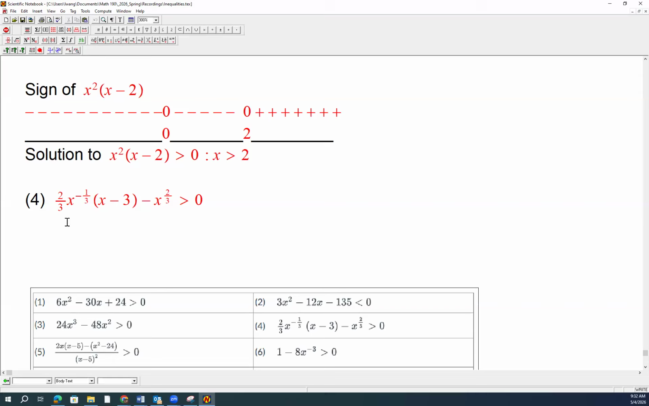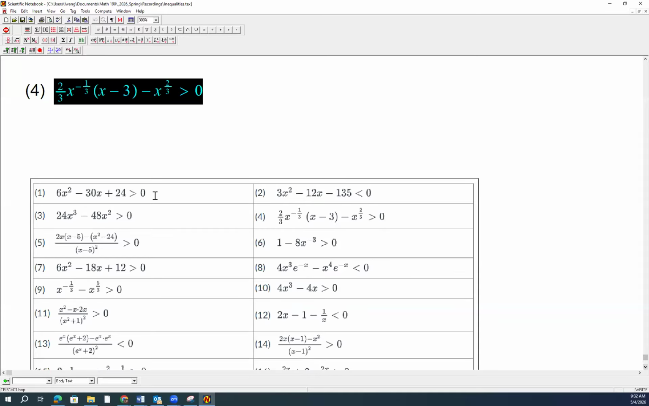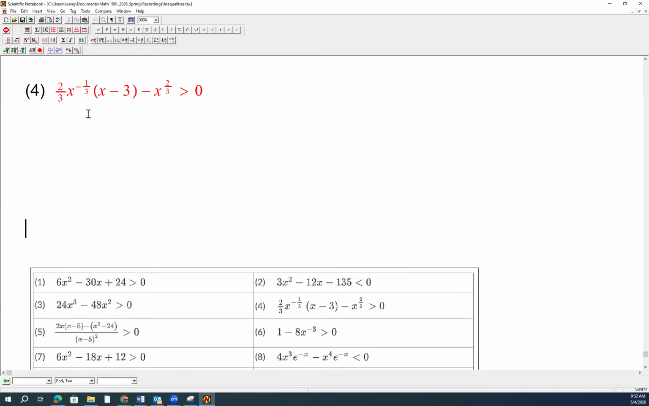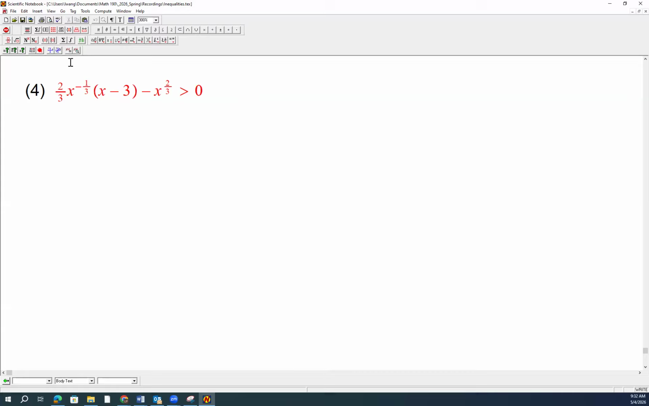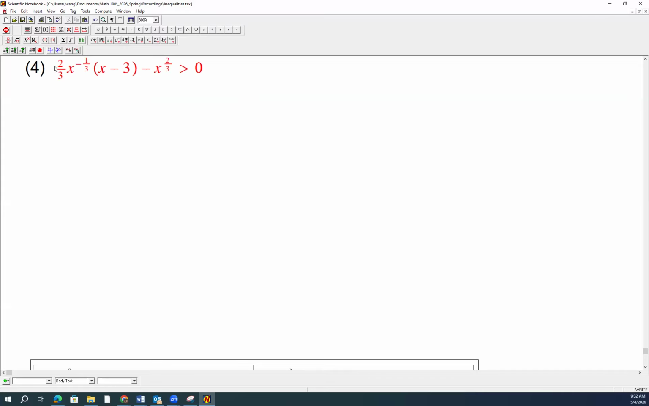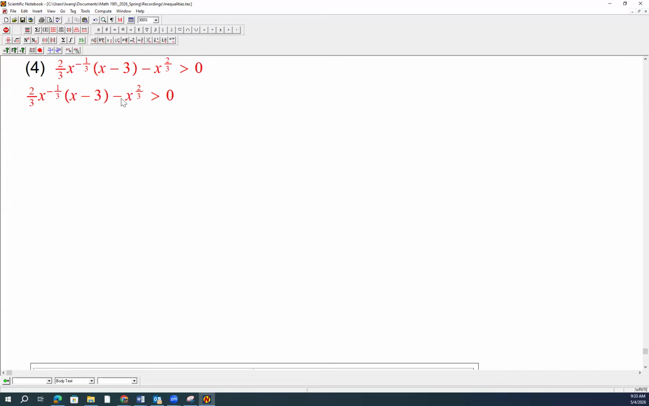Okay, let me point out some mistakes that people tend to make. To solve this inequality, some people will just add x to the power 2/3 on both sides. So we add x raised to the power 2/3 on both sides, and we got this inequality.